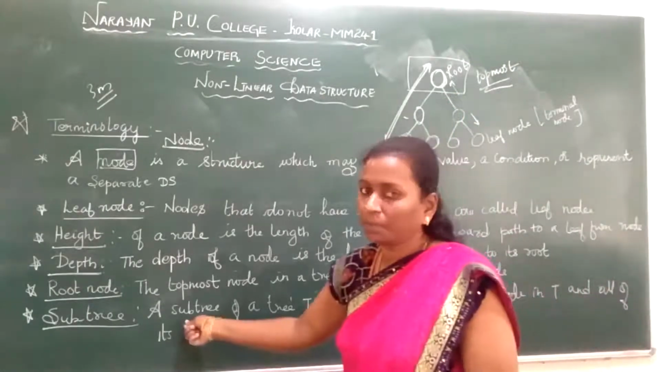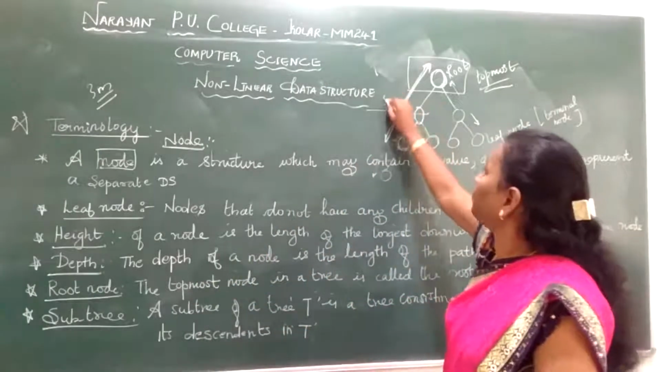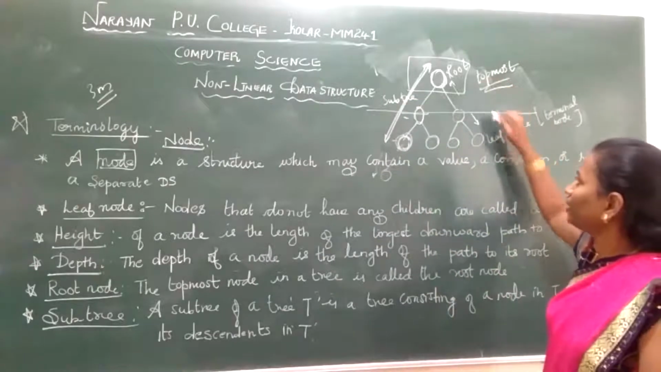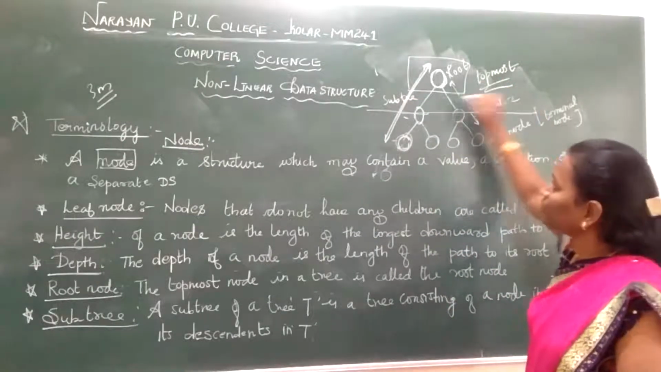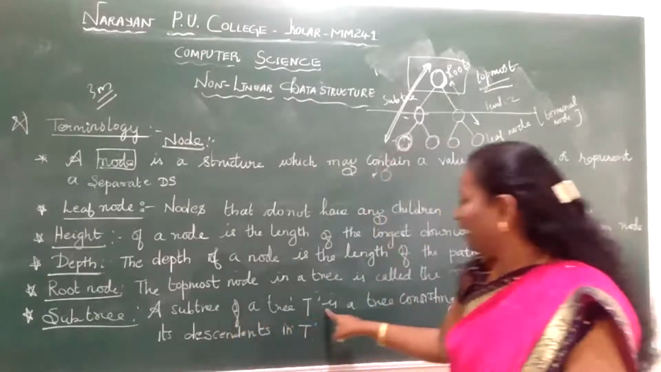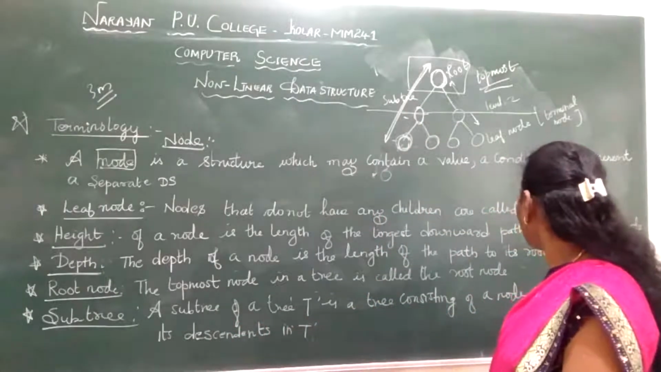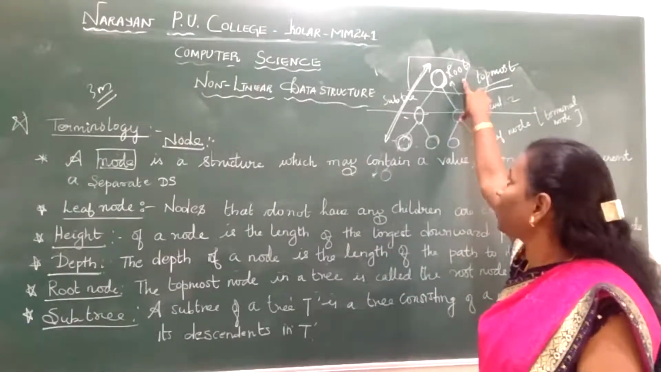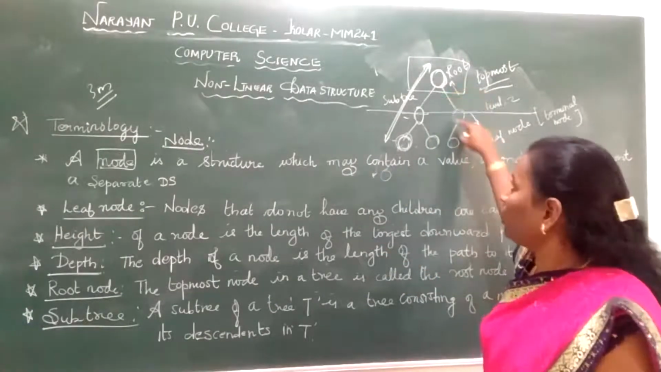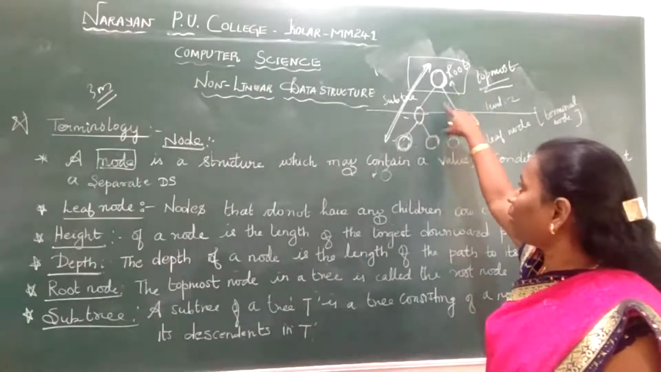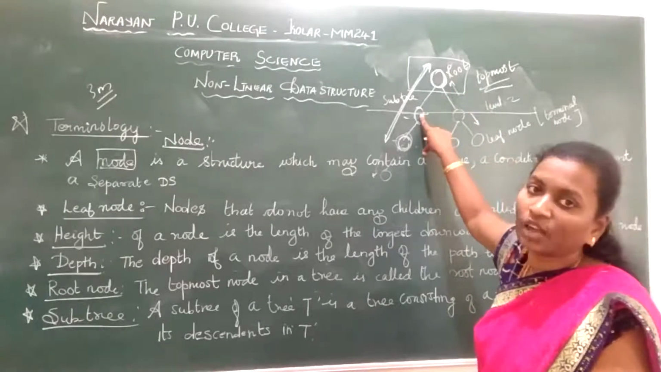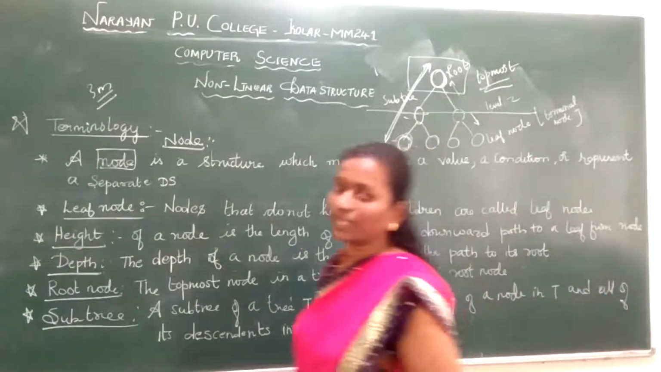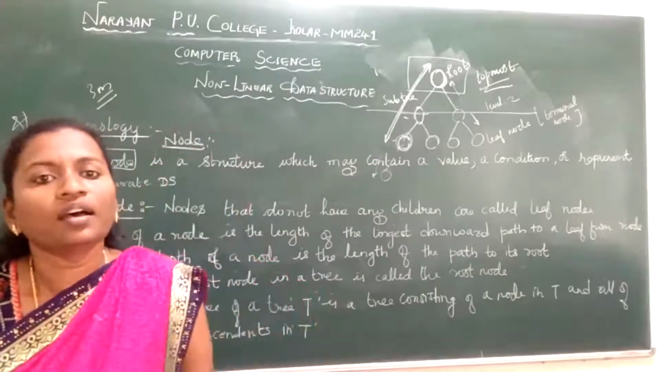And what is meant by subtree? For example, this is my subtree. From here, level 1, level 2, level 3. From level 2, if I take, this is my subtree. A subtree of a tree T is a tree consisting of a node in T and all of its descendants in T. For example, level 2, I call it a subtree which is a part of a tree. So these are the terminologies related to trees.